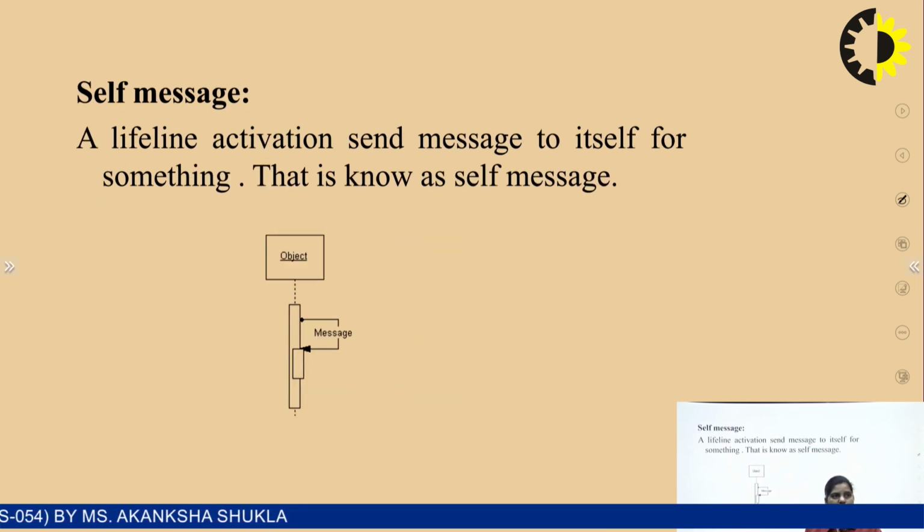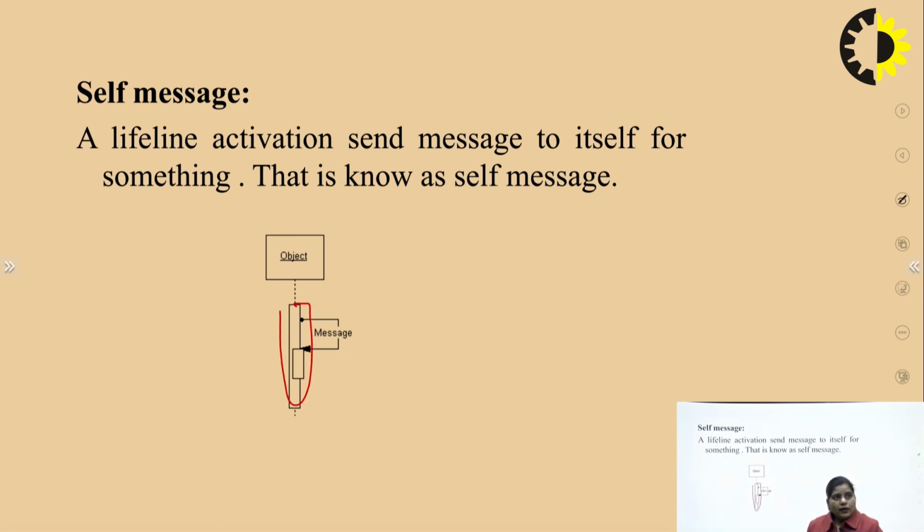Now what are the self messages? The lifeline activation. When a lifeline activation sends a message to itself only, for some purpose, then that particular message is known as a self message. So self messages are basically those messages which are going to be transmitted to that particular object only, or to that particular lifeline activation symbol only. So this is known as the self message.